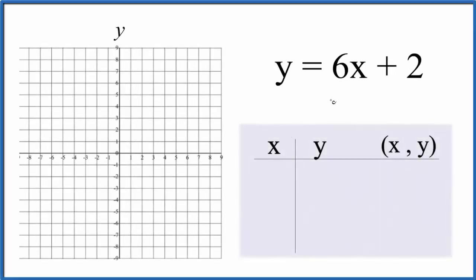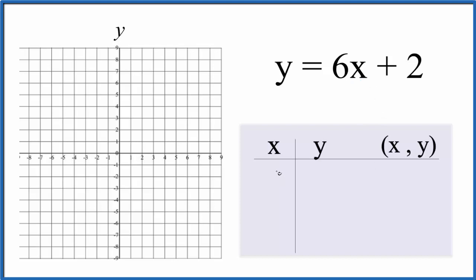In this video, we'll graph the linear equation y equals 6x plus 2. And we'll do it two ways. We'll put values in for x here and then get the corresponding value for y. And then we can get a point which we can graph on our graph paper here. We'll also look at the slope-intercept formula and use that as a way to check our work. So let's start out with x.